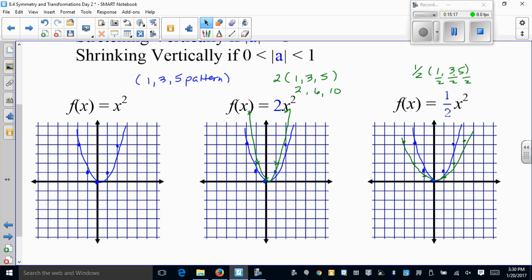But there's where you have what's going on with those. Now this 1, 3, 5 pattern is kind of nice, and this is just a pattern for square root or for squares. It works every time. 1, 3, 5, 7, 9, it keeps going. Okay.